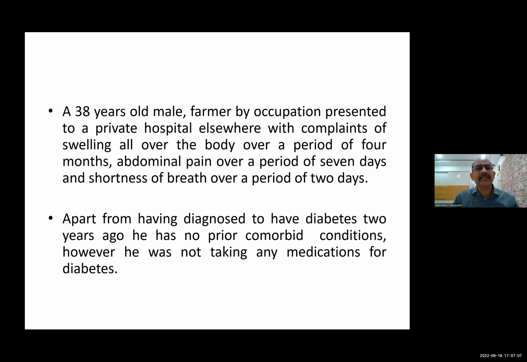This is a 38-year-old male, farmer by occupation. He presented to a private hospital around 500 kilometers from here. And for 4 months or so, he had some swelling, but he had not taken any consultation. When he presented to the hospital there, around 7 days, he had some pain abdomen. And in the last 2 days, he was having increasing breathing difficulty. He had diabetes 2 years prior to this presentation, otherwise absolutely healthy.